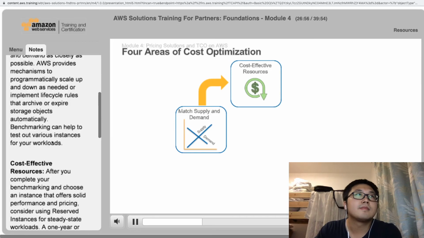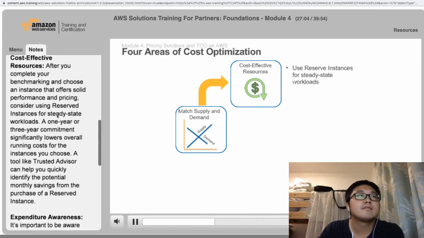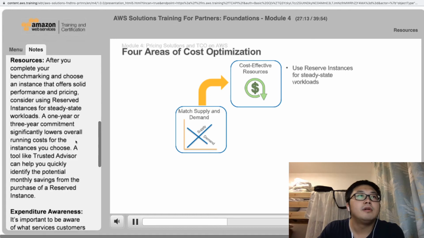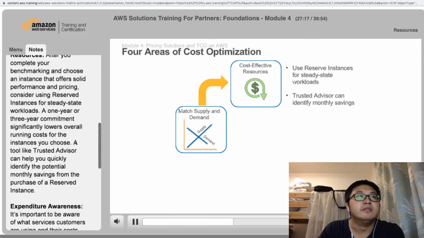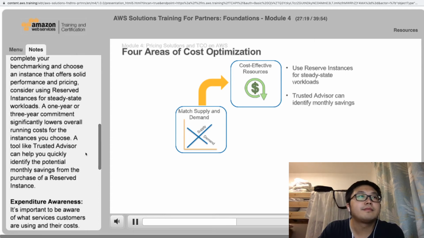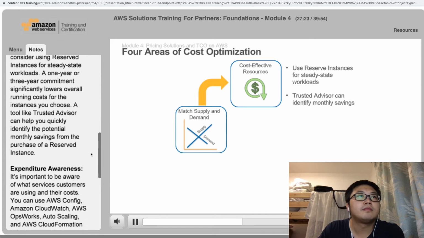Cost-effective resources. After you complete your benchmarking and choose an instance that offers solid performance and pricing, consider using reserved instances for steady-state workloads. A 1-year or 3-year commitment significantly lowers overall running costs for the instances you choose. A tool like Trusted Advisor can help you quickly identify the potential monthly savings from the purchase of a reserved instance.